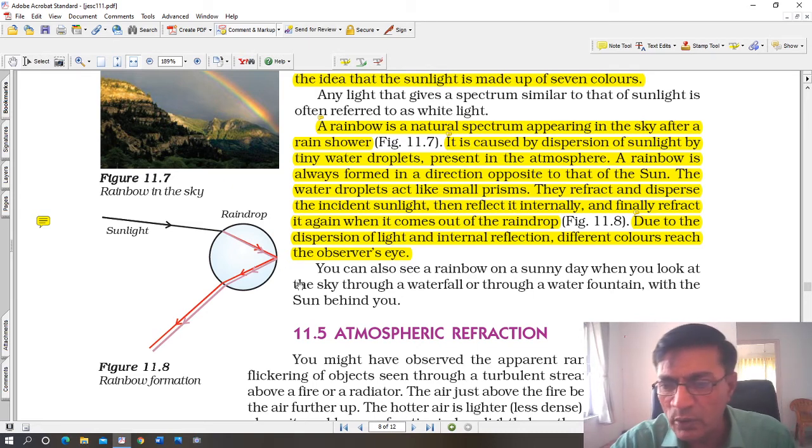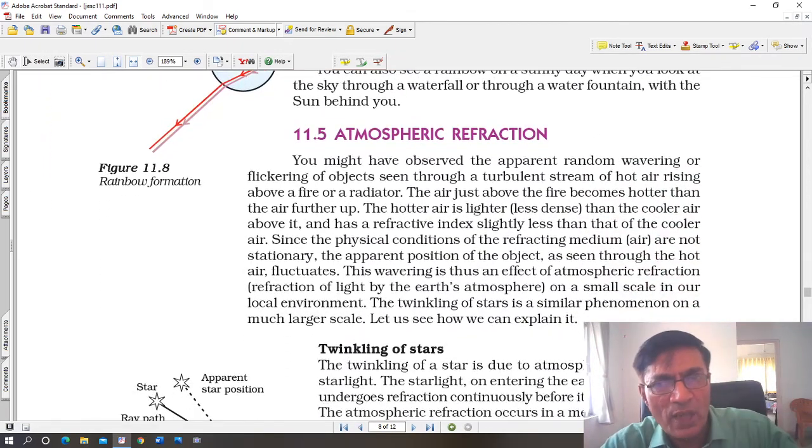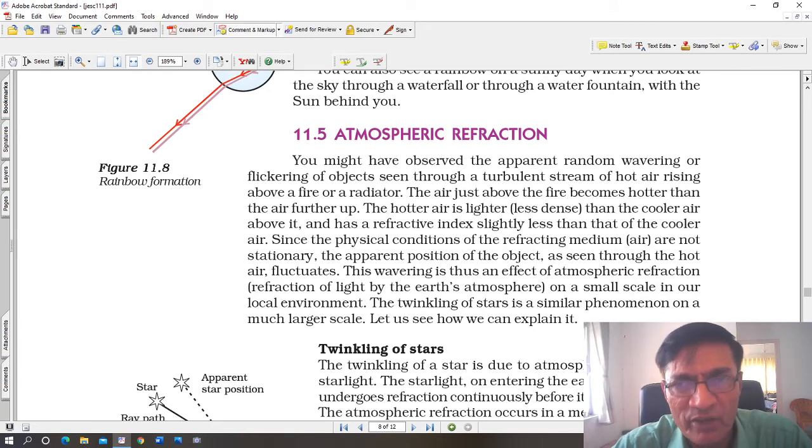Alright, then we come to atmospheric refraction. This is the last section of this chapter. It's not a very lengthy chapter, an easy chapter. I'm going to carry on tomorrow and we'll be able to finish this. Alright, so that's enough for today.